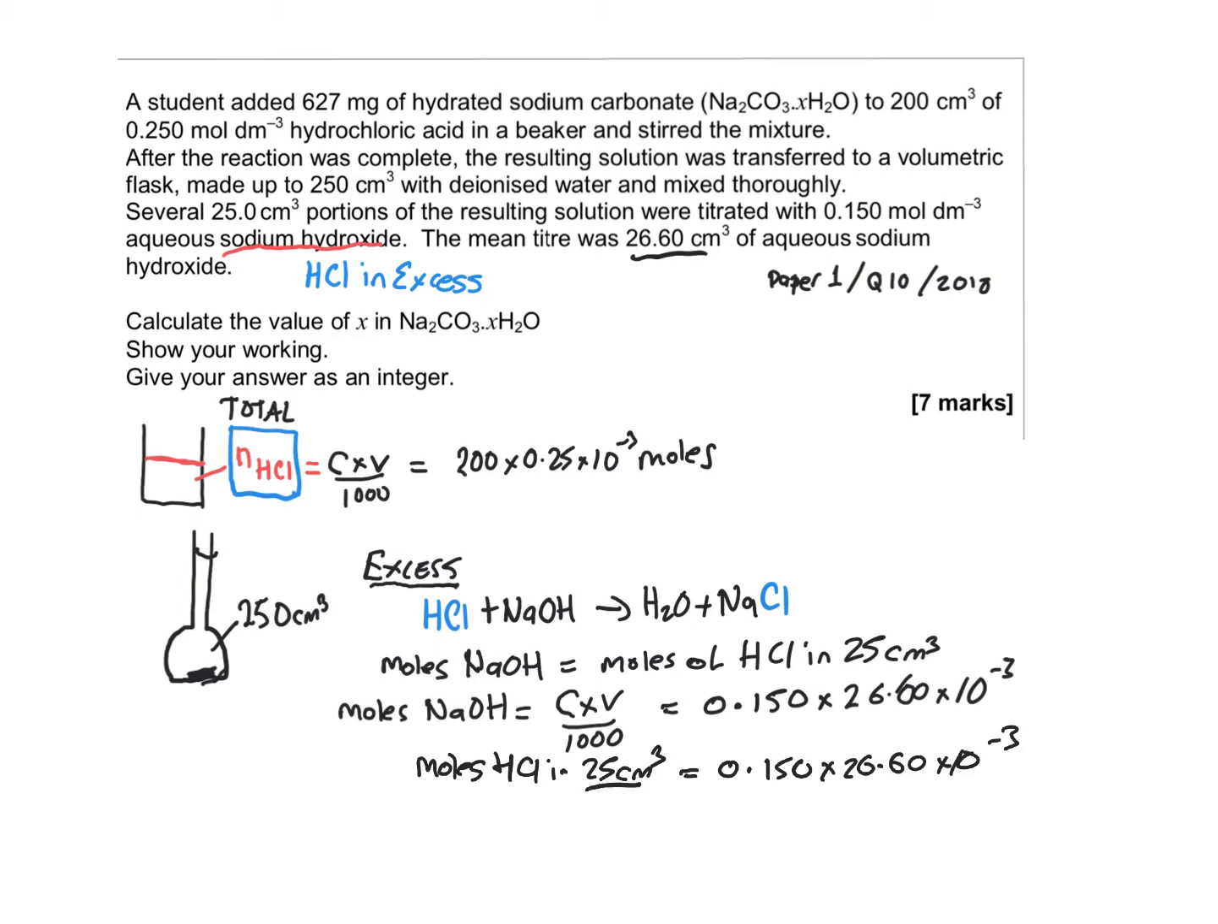That was in 25 centimetres cubed, so in the original 250 we simply scale that up. So in the 250 it's going to be 10 times as much. So that's equal to 10 times 0.150 times 26.6 times 10 to the minus 3 moles of HCl.